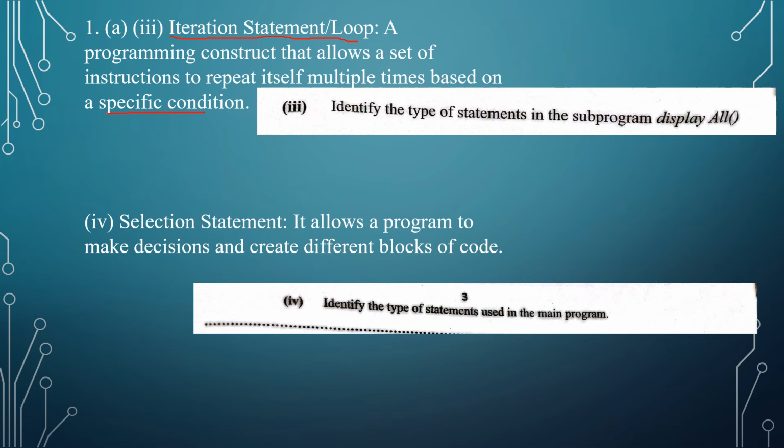And then IV says we should identify the type of statement that is used in the main program. The type of statement used in the main program is called the selection statement. The selection statement allows your program to make decisions and create different blocks of code.